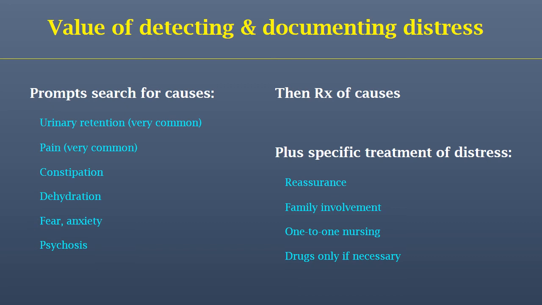And then you can do specific things to relieve that distress. Alongside it as well, even if you have determined the cause, sometimes the treatment doesn't work right away and the distress remains. So relieving the distress itself is important through reassurance by yourself, family involvement, as I mentioned before, one-to-one nursing, and sometimes in a small number of cases, use of antipsychotic drugs, for example, for psychotic elements of delirium, can be justified.